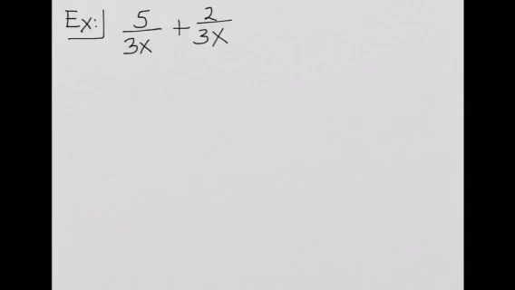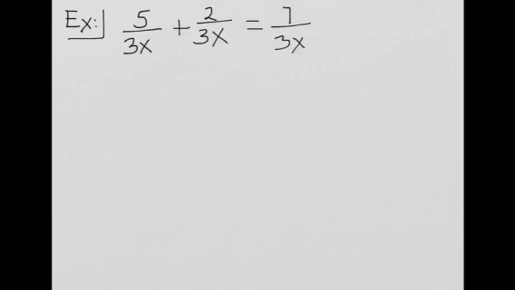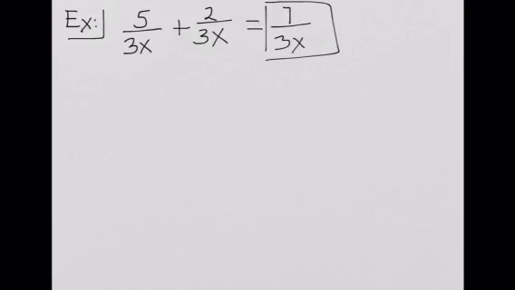In our first example here we have 5 over 3x plus 2 over 3x. We notice that both of the denominators are the same, so they have common denominators, so all we have to do is add the tops. So 5 plus 2 is 7. The common denominator stays the same, which is just 3x. Now we want to see, can I reduce that? No, you can't. So 7 over 3x is our final answer for 5 over 3x plus 2 over 3x. Alright, so let's try another one.